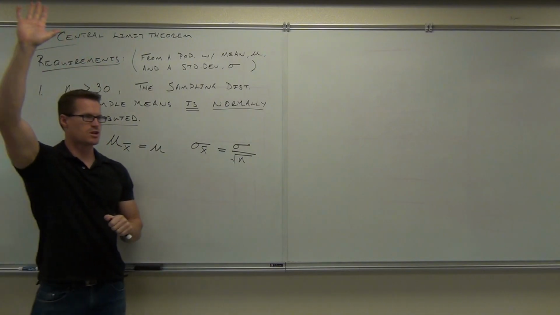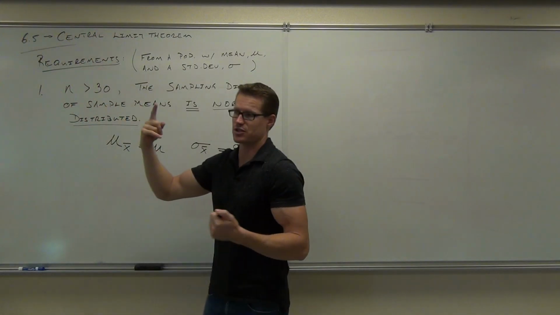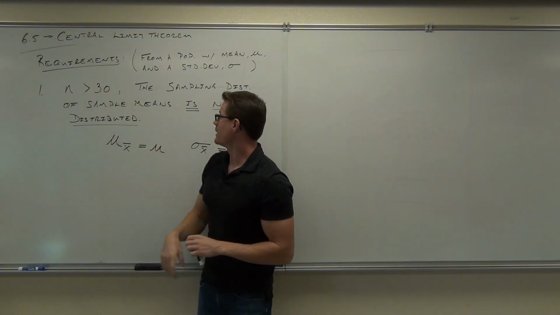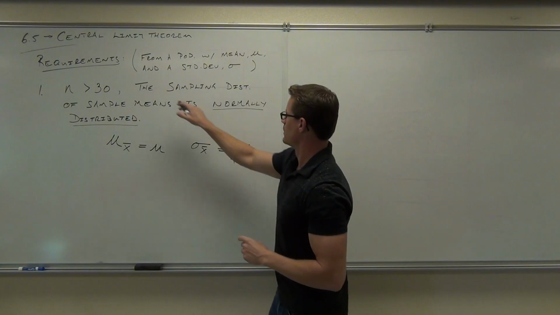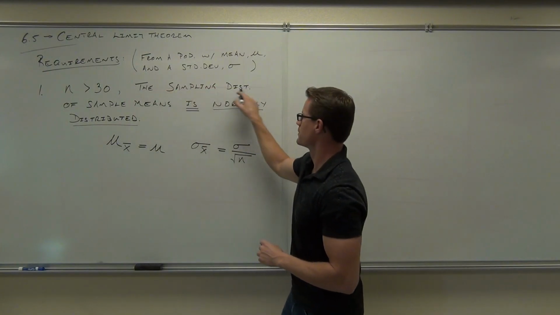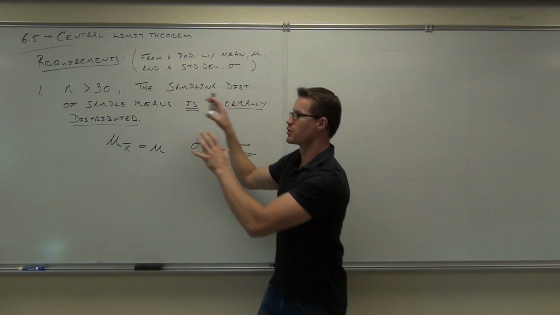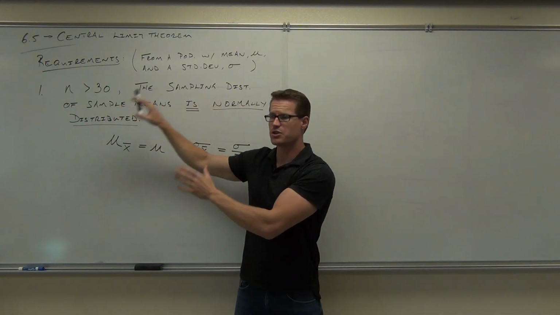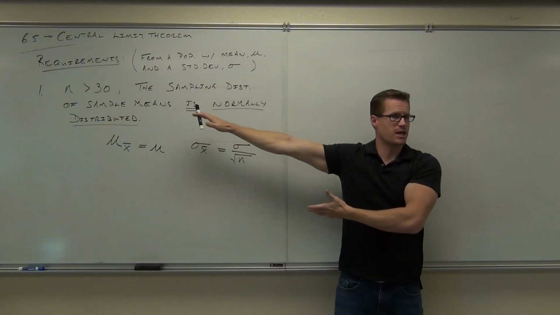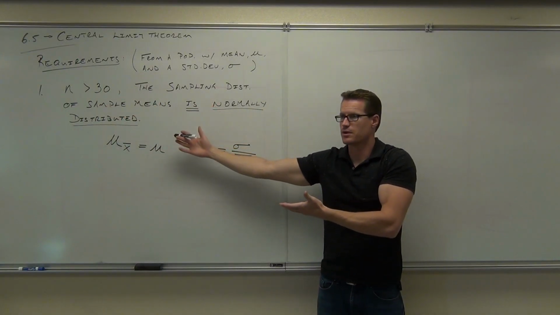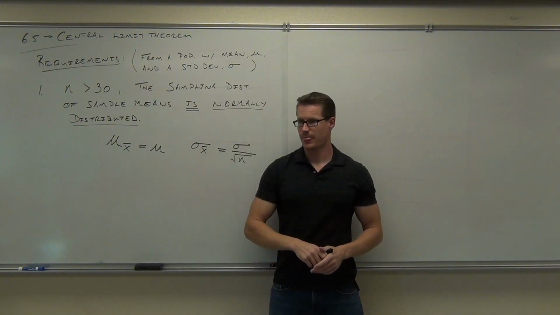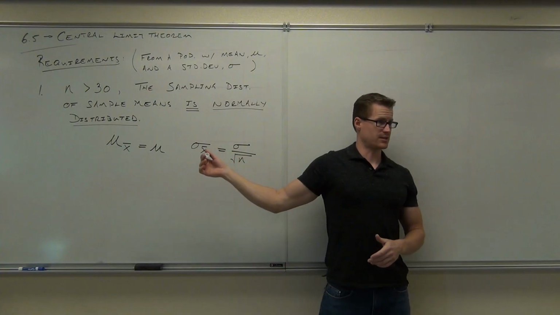So there's a couple magic numbers here. The first one, one magic number actually, is 30. If your n is greater than 30, and you don't know anything about your population, doesn't matter. You know for a fact the distribution of sample means is going to be normally distributed. That's a huge statement. You don't need to know anything about your population to make this case. You just say, hey, my sample size is large enough, and if it is, that's going to happen. That's kind of cool, right?